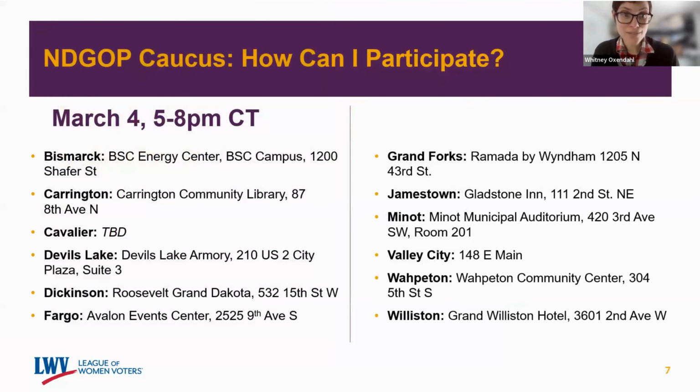How do you participate? Well, here are your locations. It's a great moment to pause and write down your location. Find the city nearest you, write down the address. March 4th, 5 p.m., head down to your site, 4 p.m. Mountain Time. And you'll see Cavalier TBD on that. So make sure if you're in the Cavalier area, to check that link in the description to get your site. All right, that's the Republican Party's process for presidential primary.